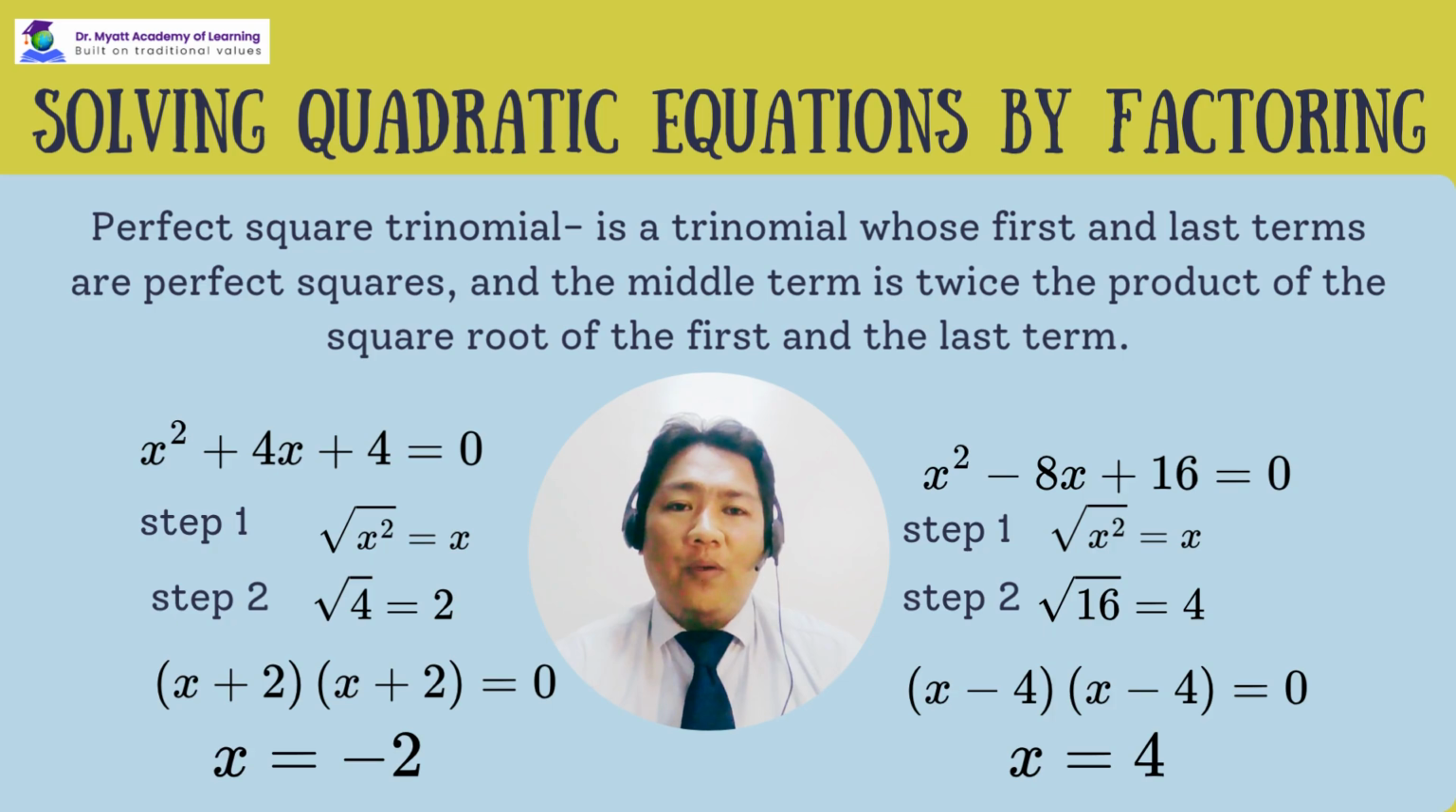For the second example, we have x squared minus 8x plus 16 is equal to 0. Again, first step, get the square root of x squared, which is equal to x. The second step is to get the square root of 16, which is equal to 4. Since the sign of the middle term is negative, we are going to use the negative sign for the factors of the given trinomial. So we have x minus 4 times x minus 4 is equal to 0. So the value of x is equal to 4.